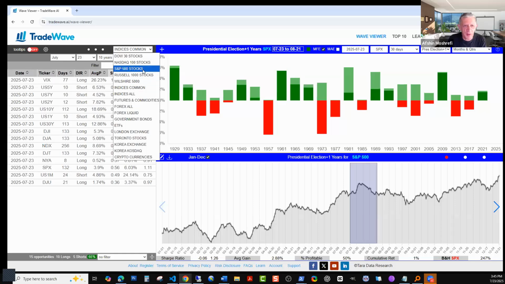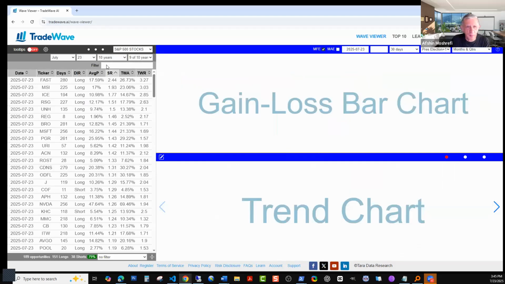I like to find my stocks on S&P 500 because I do a lot of options trading, and most of S&P 500 stocks are optionable. So I just brought up S&P 500. It automatically defaults to 10 years, 9 out of 10 years. And then it lists patterns, which are 189 opportunities.